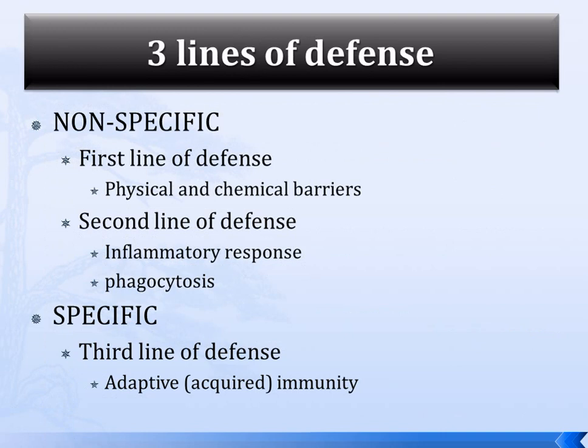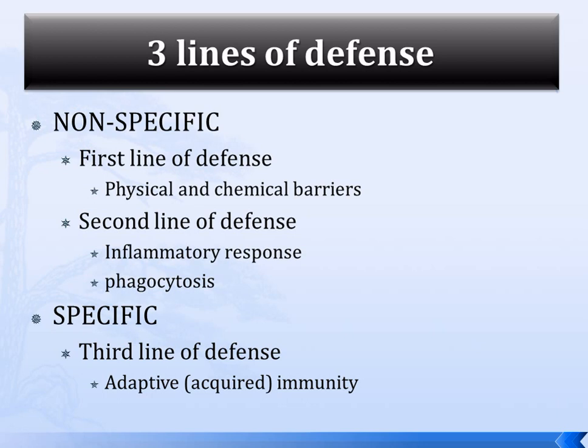As we go through this, we're going to go through part of it this week and then the rest of it next week. And next week we'll do infections. So you need to know the three lines of defense, and it's kind of in this order. The first line of defense is the outside protective covering. So what system is your first line of defense? Skin, the integumentary system.